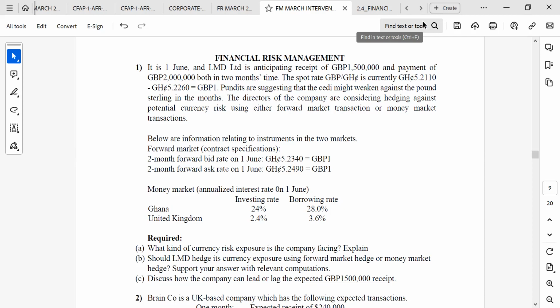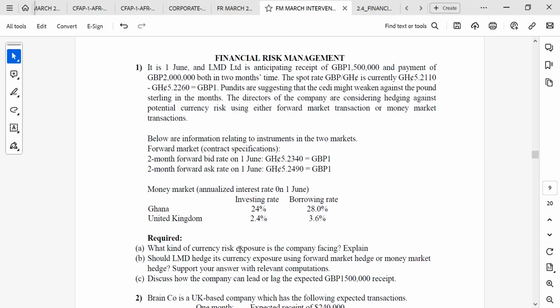So the forward is you are going to be paying in 2 months' time, so you go into an agreement with someone, usually a bank. The bank will give you an exchange rate that will be applicable in 2 months' time, and whatever happens, that rate will not be changed. They are asking whether we should use the forward market hedge or the money market hedge, so we'll do workings for the two of them and see which gives a favorable position to the company, and you choose that one. The forward market is very simple.